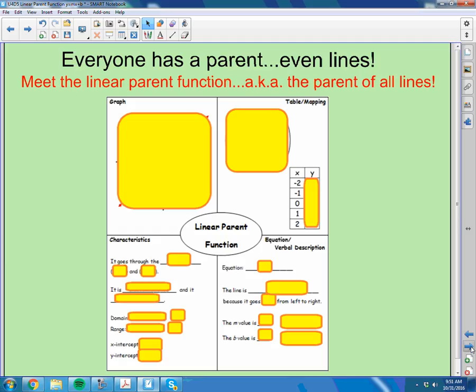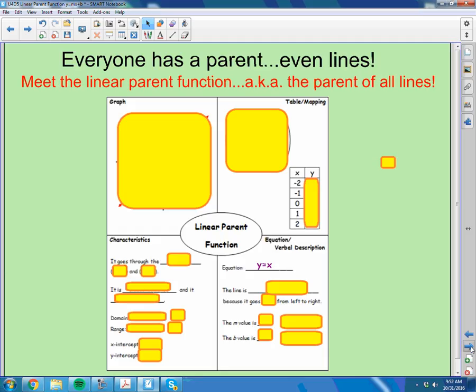Okay? And I'll show you what the linear parent looks like. First of all, it has an equation. And it's an equation you need to memorize. And the equation is y equals x. The line y equals x is the linear parent function. It is the only linear parent function. It will be the linear parent function this year, next year, and the year after. Never changes.